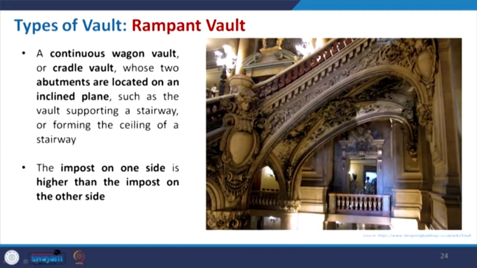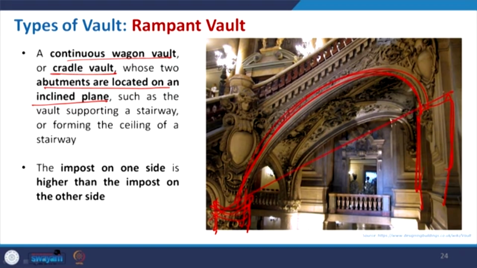Rampant vault is where the symmetry is not maintained. So, a continuous wagon vault, cradle vault, whose two abutments are located on an inclined plane. In this case, you can see that this abutment is in the lower portion and here it is in the upper portion, and how it is connected is not really making symmetry; it is in inclined form.